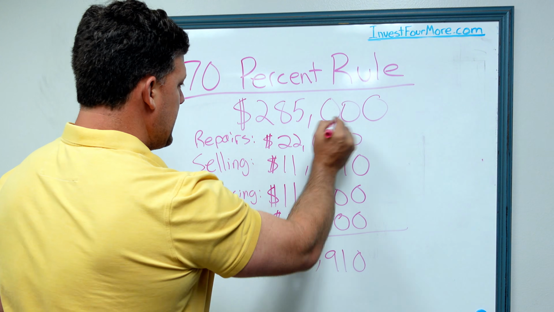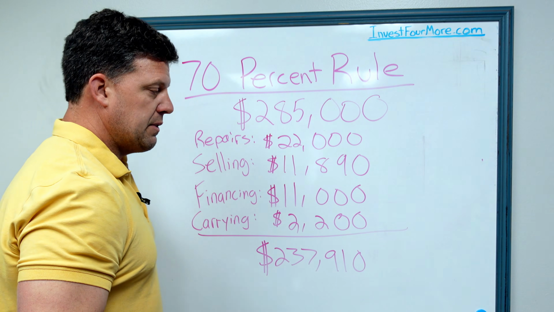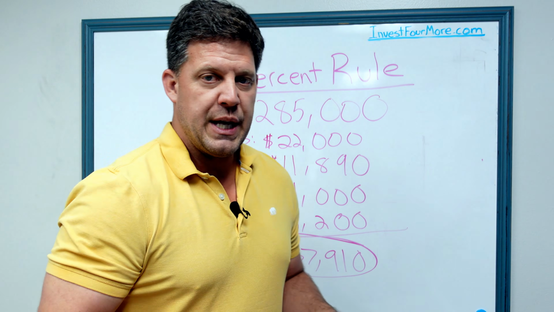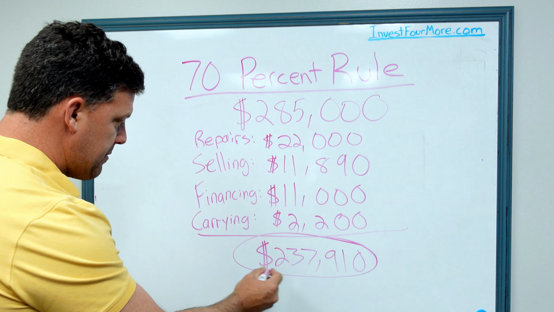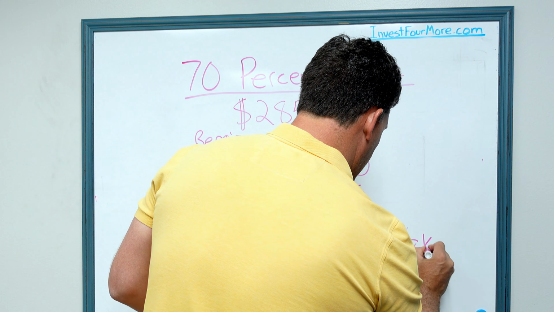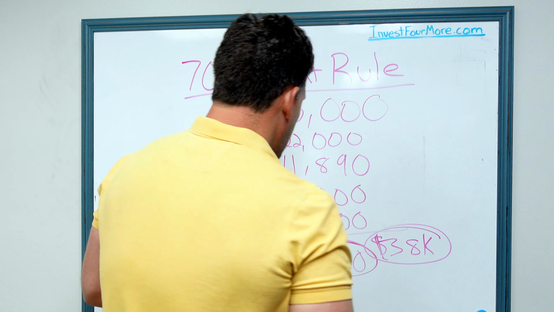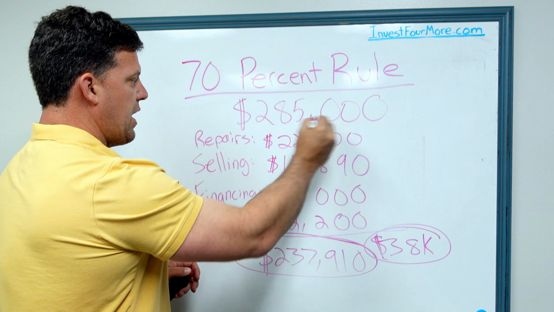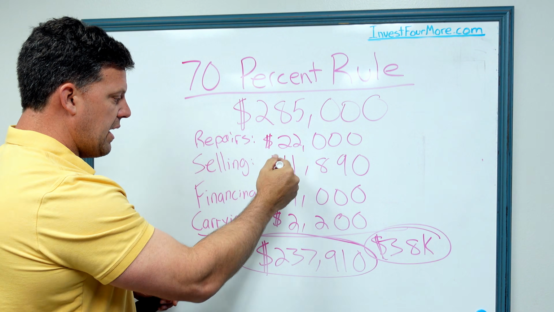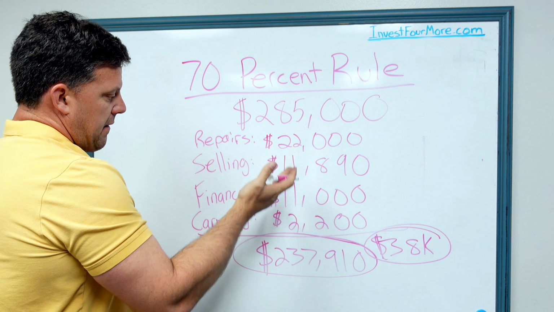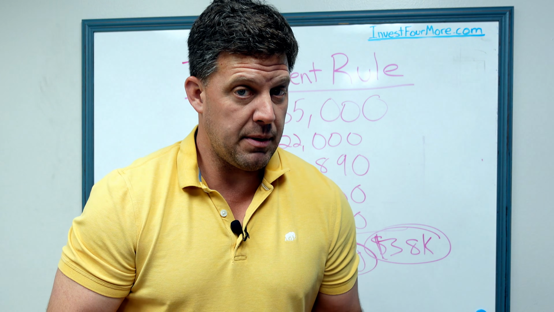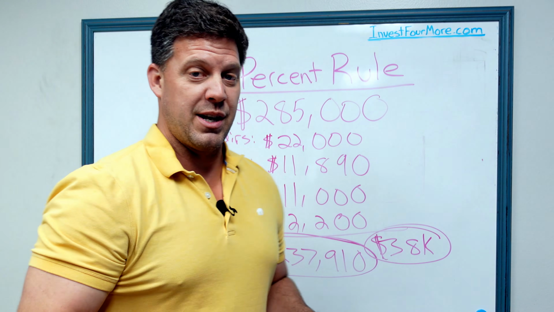So if you take our $285,000 sales price and subtract all of our costs, we come up with a $237,910 figure. That means the difference between that and what we paid for it is our profit, we would have made almost $38,000 with a very small investment, because this is 100% financing. We paid the repairs, we paid some financing costs, some carrying costs. Selling costs come out of your proceeds, you don't pay those up front. So we had about $35,000, $36,000 of money we invested into this property over a few months, and we made $38,000 on it.